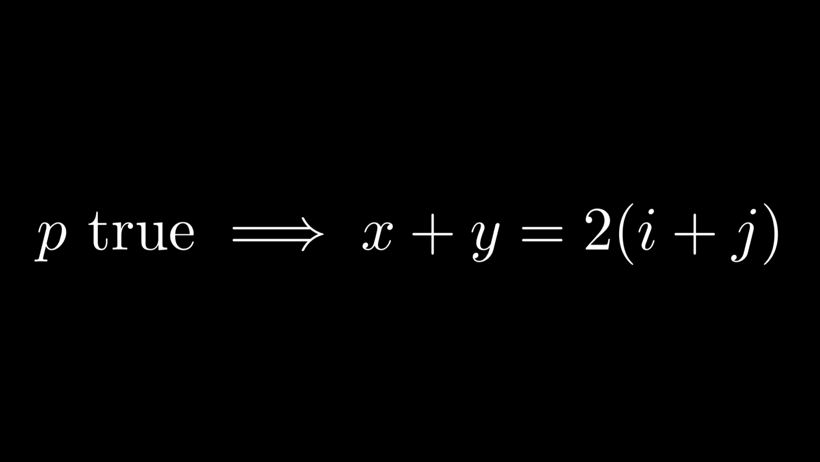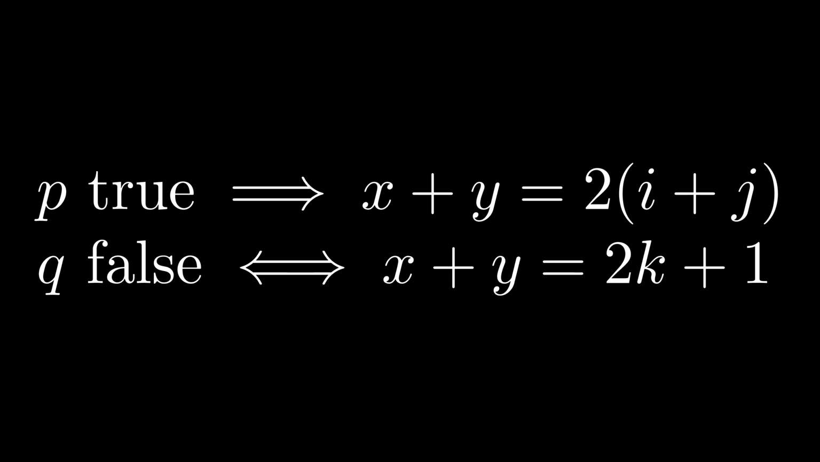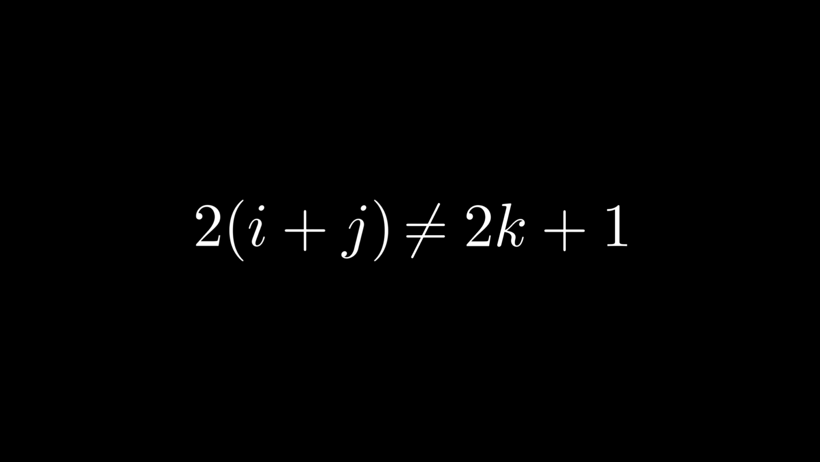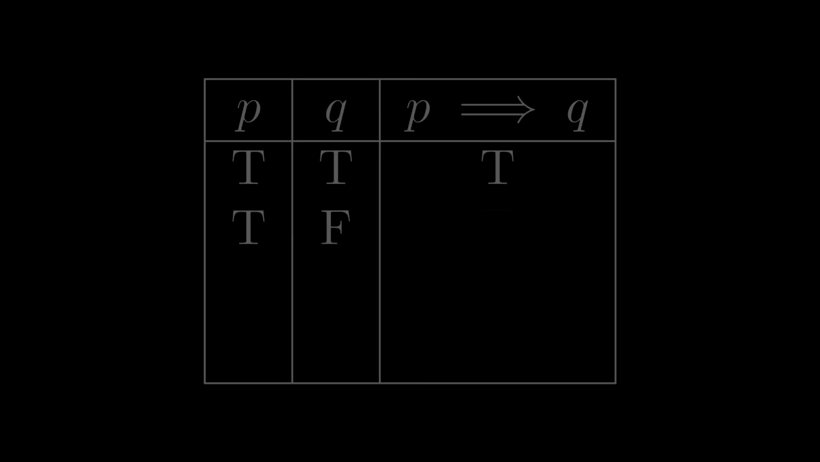Again, this can be proven mathematically. We know that p being true necessarily leads to x plus y being even. This is from the previous example we just worked through. But q being false asserts that x plus y is odd. However, an integer cannot be even and odd at the same time. Hence, there are no two even numbers that sum to an odd number, and so the statement is false.